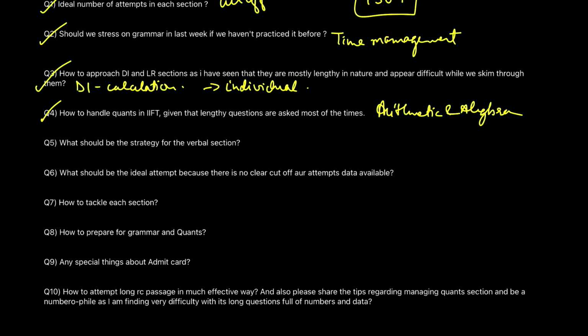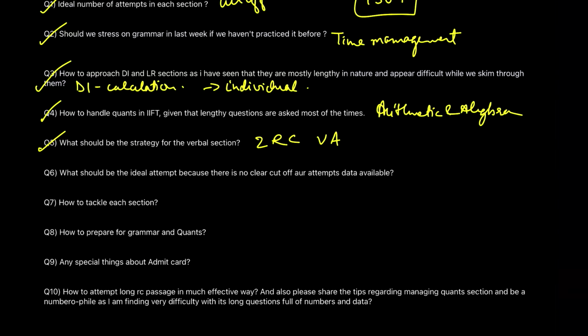His strategy in the verbal section was that he attempted two sets of RCs and the remaining grammar, synonym, and matching questions, and then came back in the last 30 minutes to attempt one more RC. Only if time permits, you can also do that. But for clearing the cutoff, focus on two RCs and the remaining verbal section. That's all. Now we'll take question number 6.